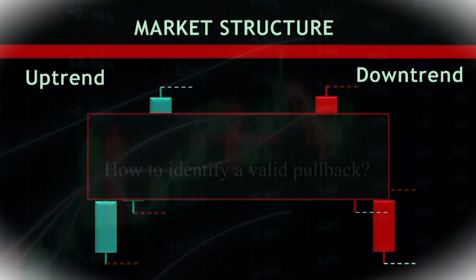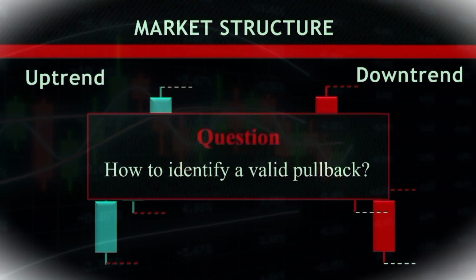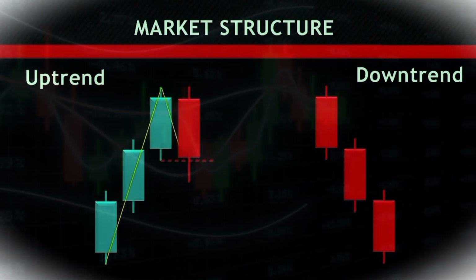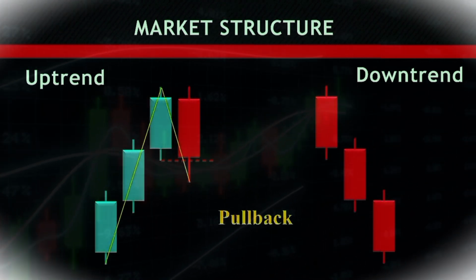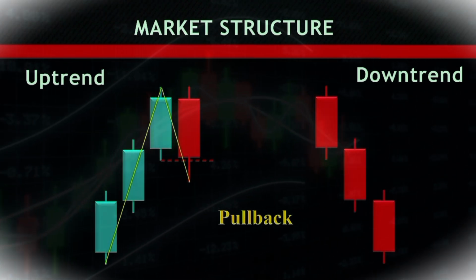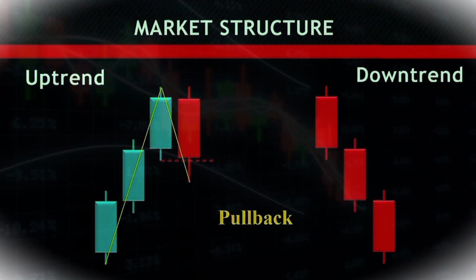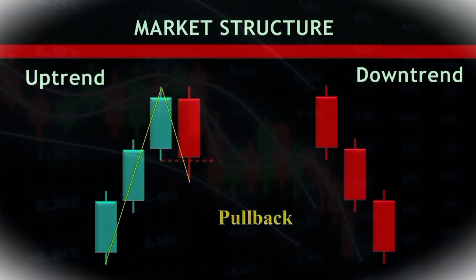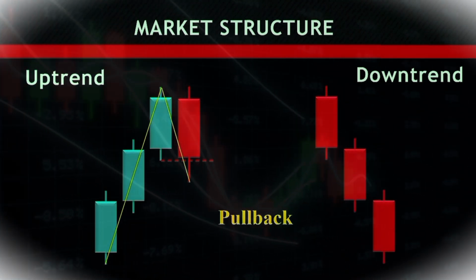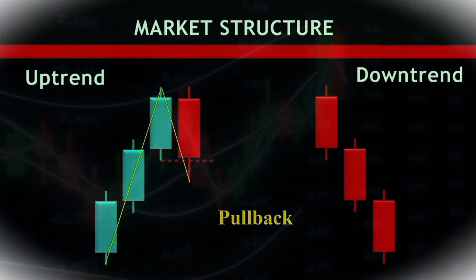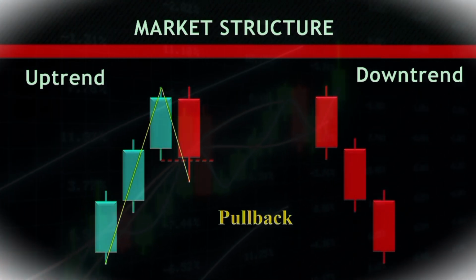Now, how to identify a valid pullback in the bullish scenario. A valid pullback is identified when a candle breaks below the lowest point of the previous one and sweeps liquidity. Here, you can see that the fourth candle has broken below the lowest point of the third candle, thus forming a valid pullback. If the price could not break it to the downside, the pullback was not valid for us. Remember, the candle color does not matter while identifying a pullback.